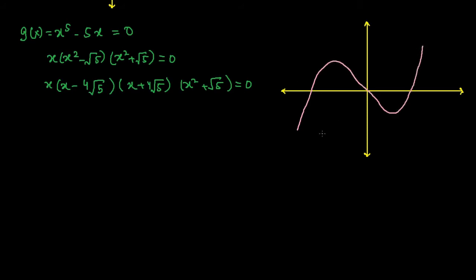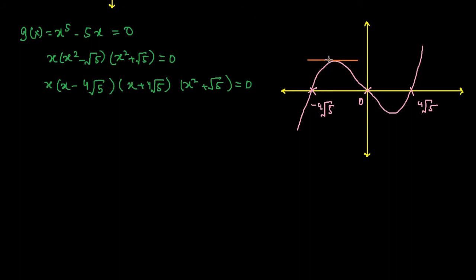It will come up from minus infinity, because this is a polynomial and the degree of this polynomial is odd. Then it cuts the x-axis first at the point minus the fourth root of 5, then at 0, at the origin, and then again at the fourth root of 5. Now we can see that there are some local maxima and some local minima at these points. Let's try to find out those local maxima and minima.